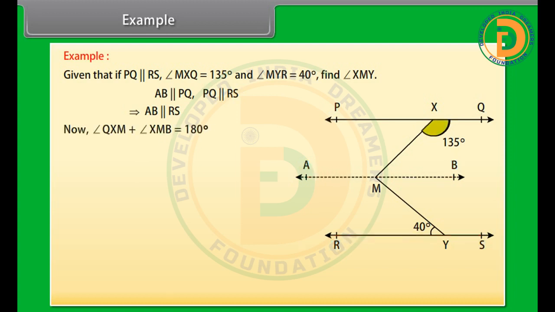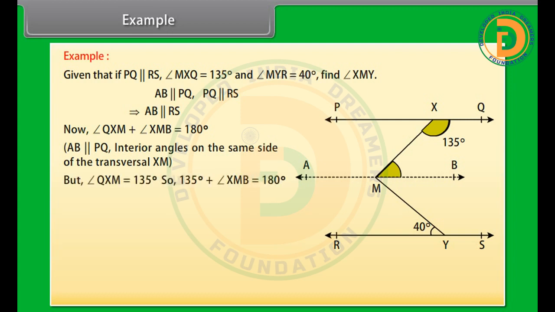Now, angle QXM plus angle XMB is equal to 180 degrees, since AB is parallel to PQ, and these are interior angles on the same side of the transversal XM. But angle QXM is equal to 135 degrees.